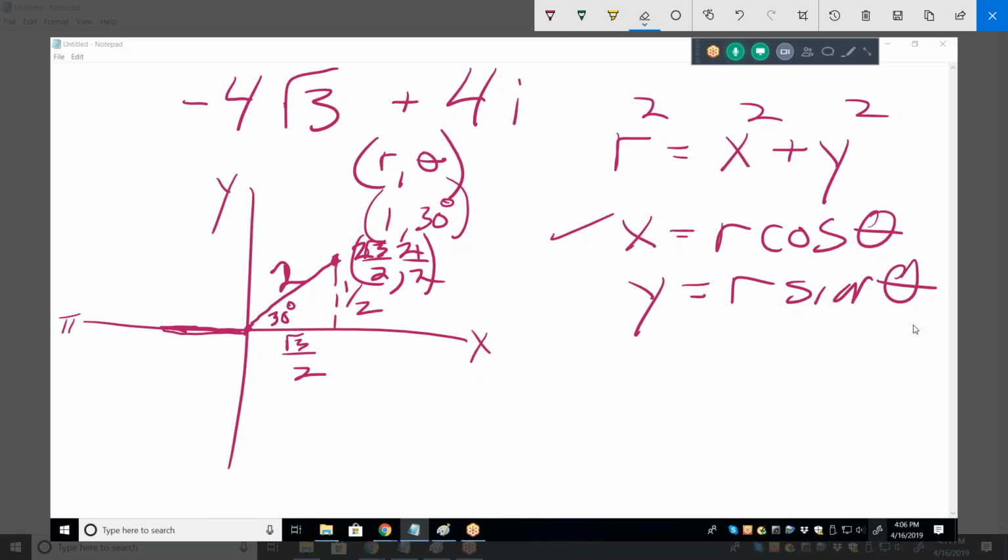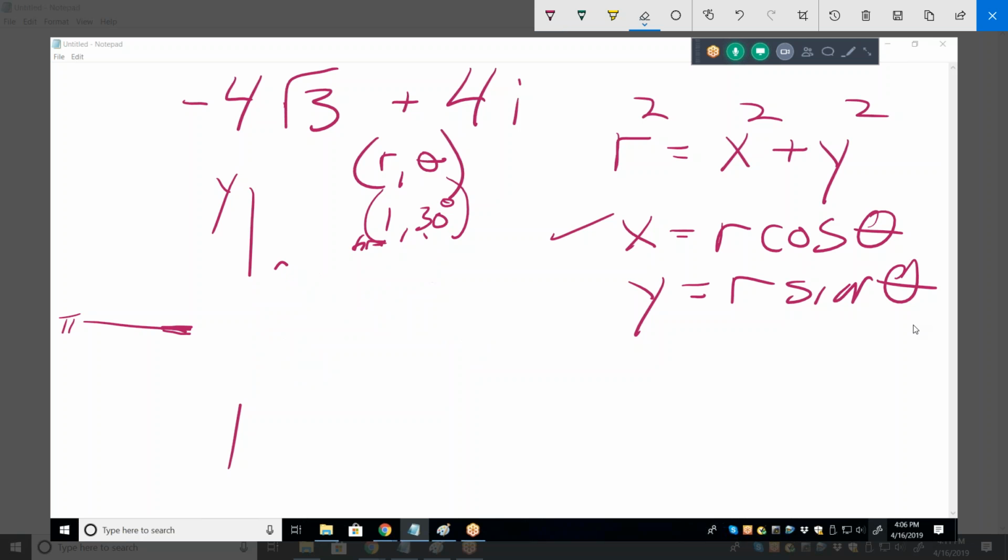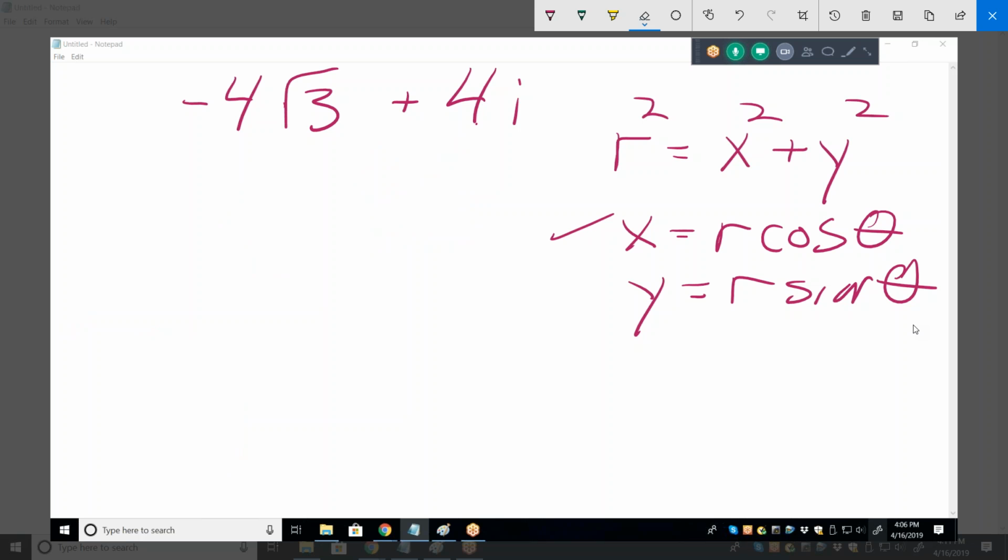All right, so, basic primer on polar coordinates. Now, this is of the format a plus bi, where a is minus 4 root 3 and b is plus 4. Yes, sir. And they want us to put this into the cis form. That's right.